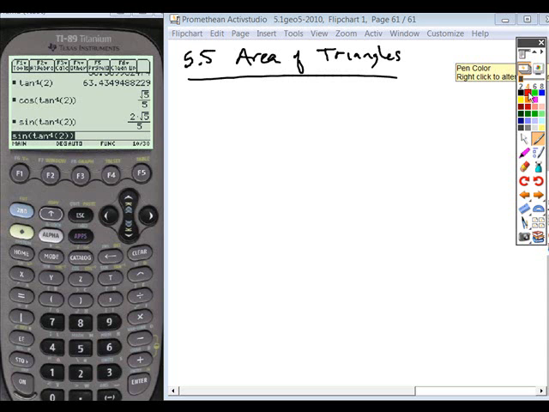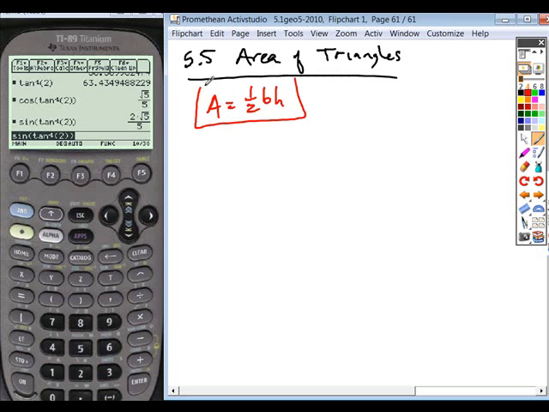And you guys are all very familiar with the area formula for a triangle, yes? Area is equal to 1/2 base times height. And you could think of it as 1/2 length times width, but I'll always refer to it as base and height.